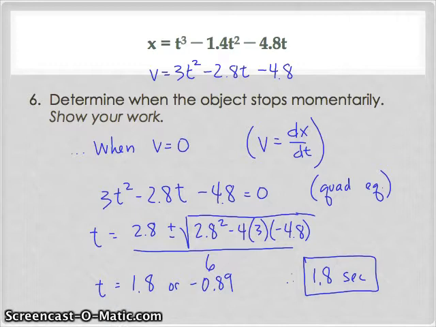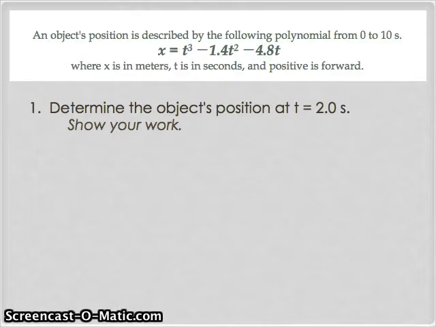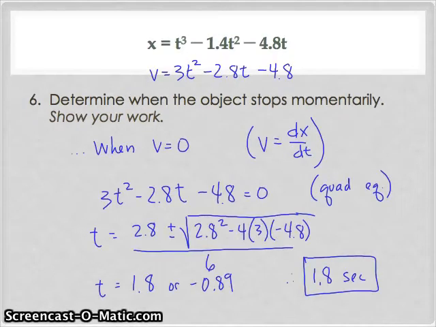Bring that slide back up here for a second. So this is how the original problem was stated, that the function is only good between 0 and 10 seconds. So we would definitely need to throw away that negative value of time. Okay, so we'll just keep the 1.8 seconds.